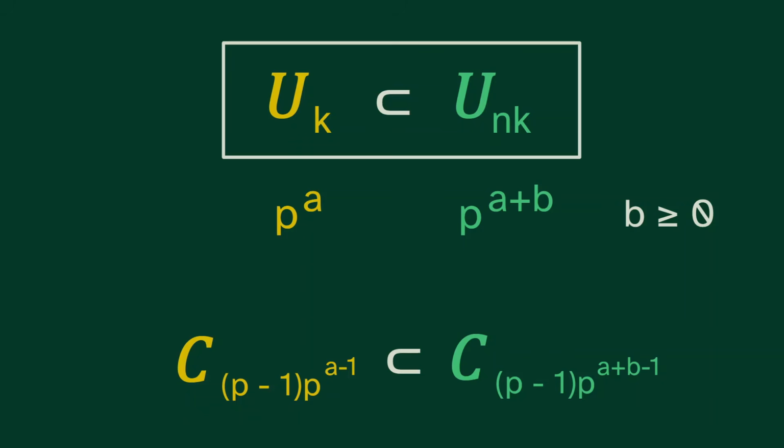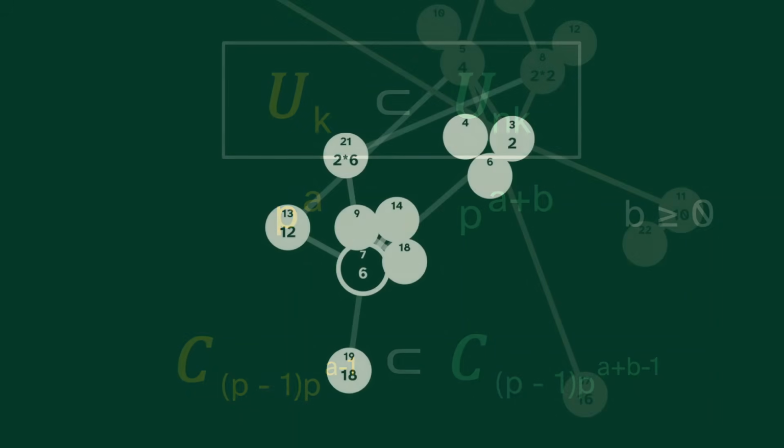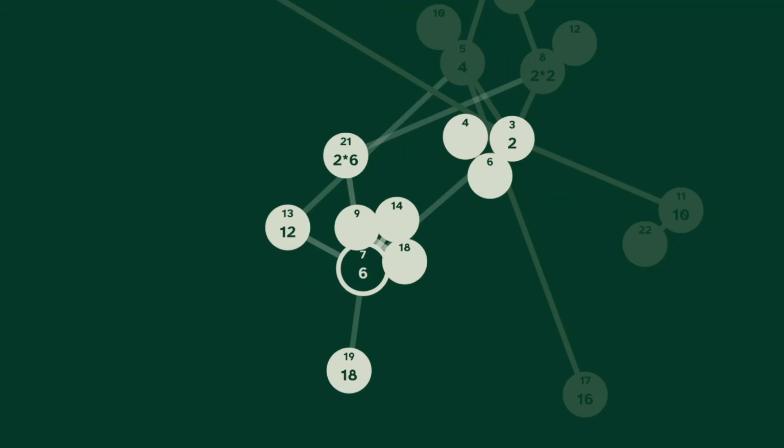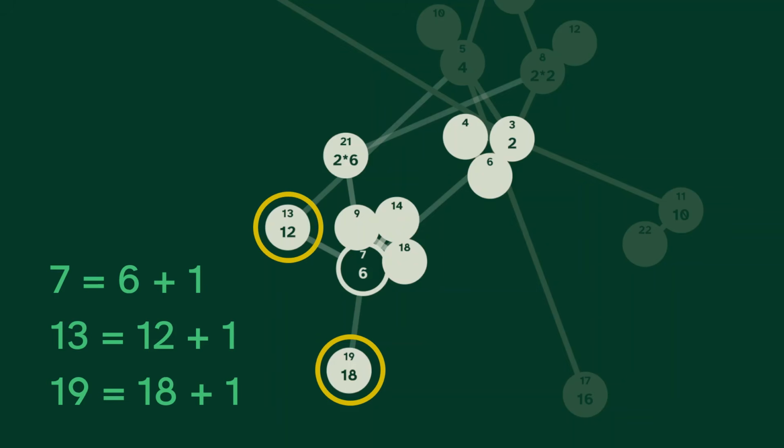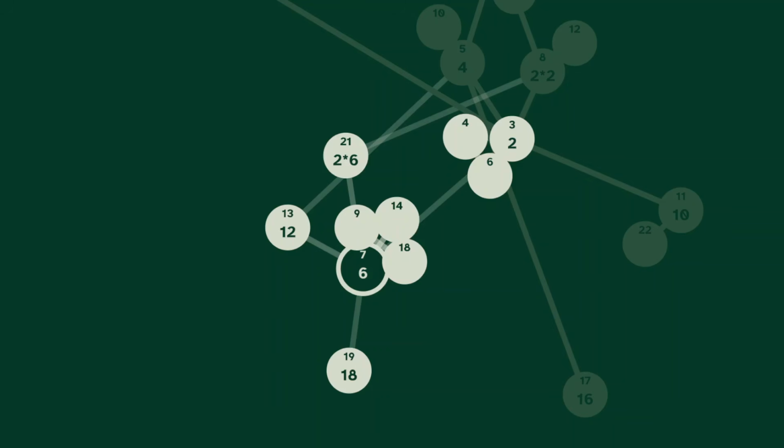So there are always relationships between multiples, but that's not the only thing that causes relationships. Here we see all groups related to U7, which include 13 and 19. Just like 7, they are primes one more than a multiple of 6. The properties of a prime group are really determined by the number 1 below.